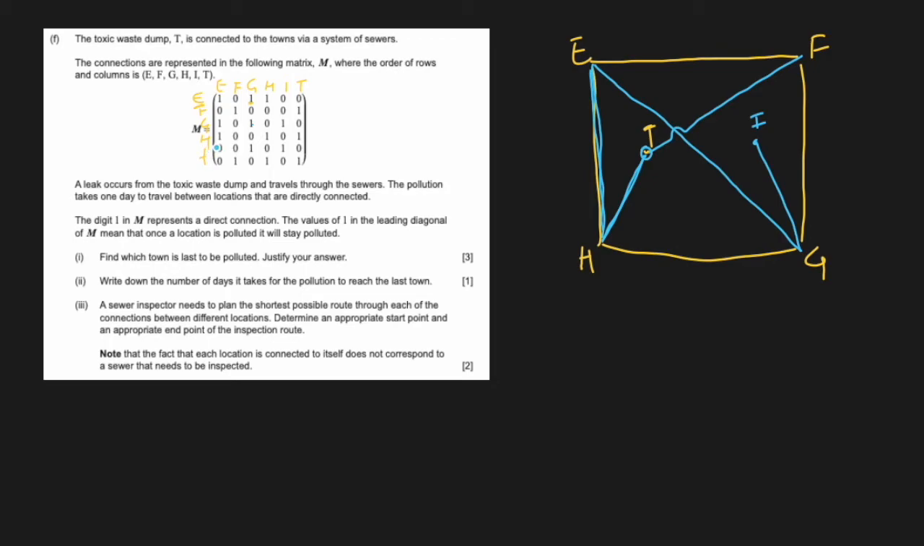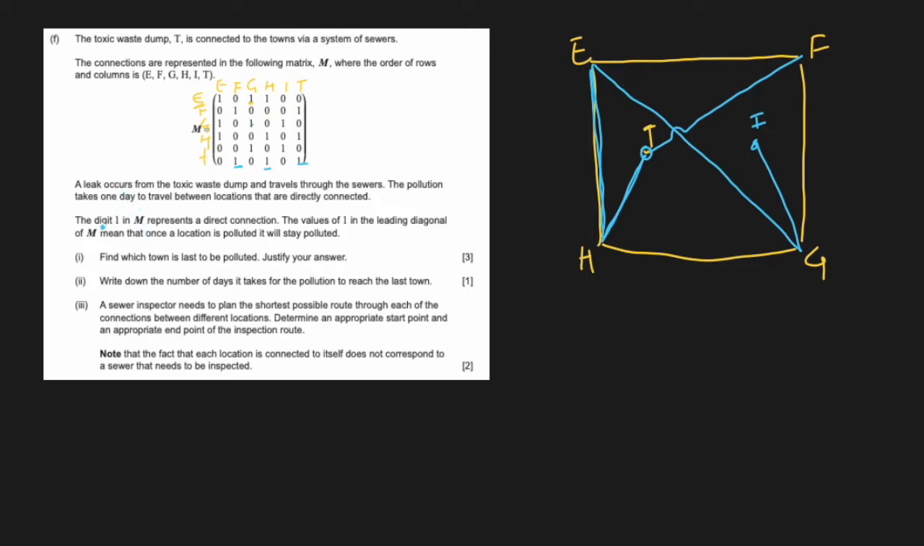Okay, what about T? No, there is Isagopolis also. So I is connected with G. Yes, it is already there. I is connected with itself. That's it. T is connected with F, H, and itself. So this is pretty much the sewage line.